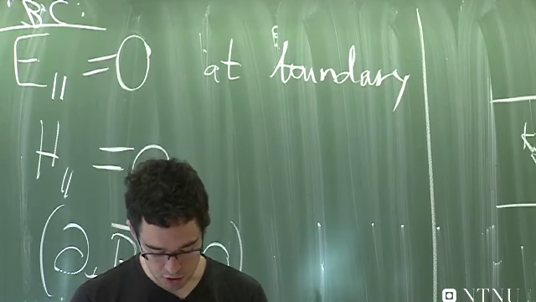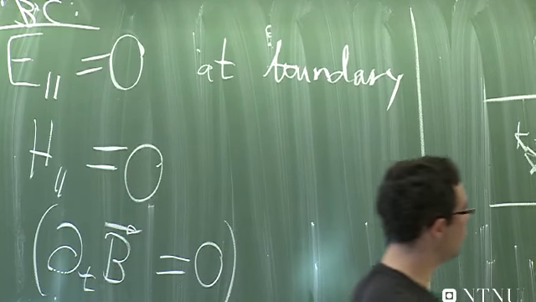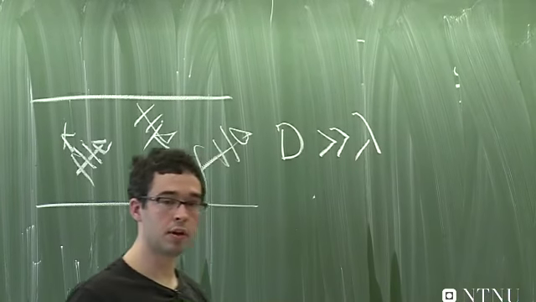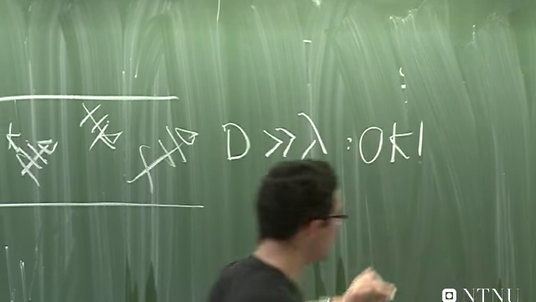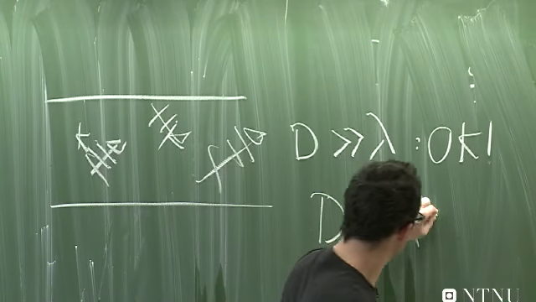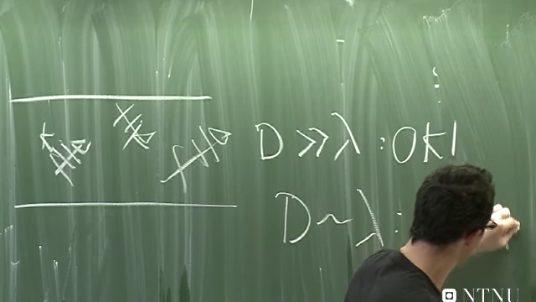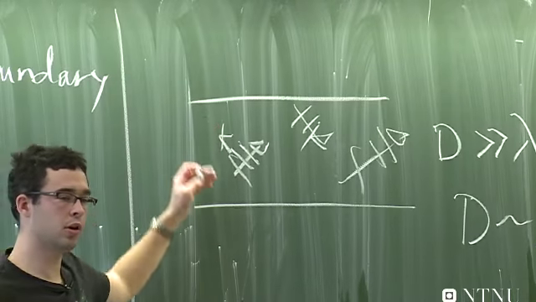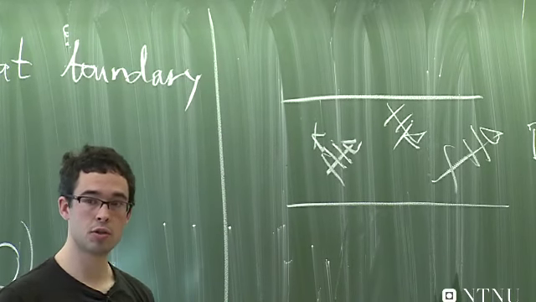So that's the geometric picture, but it's not correct. It's okay if d is a lot bigger than the wavelength of the light. But if d is on the order of the wavelength of the light, then it's not okay. Because then the wave nature of the electric wave is going to be important, and we need to solve the Maxwell equations with the boundary conditions to get this right.